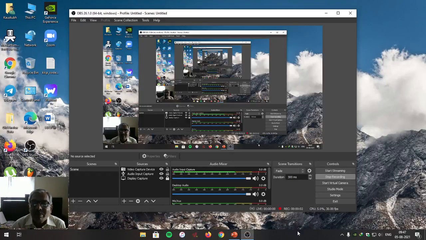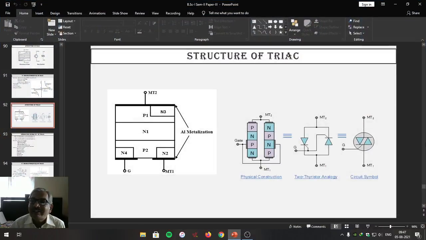Student friends, in yesterday's lecture we studied DIAC as one of the bidirectional triggering devices which conducts the current in both the directions. Its construction, its working, its IV characteristics, applications and specifications. Friends, today we are going to study one more such semiconducting device that is known as TRIAC.